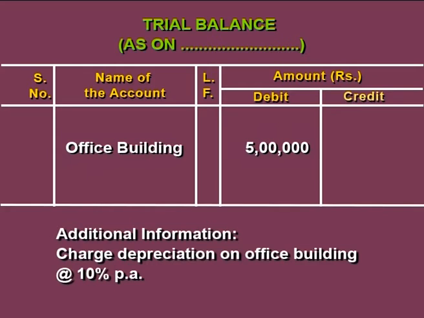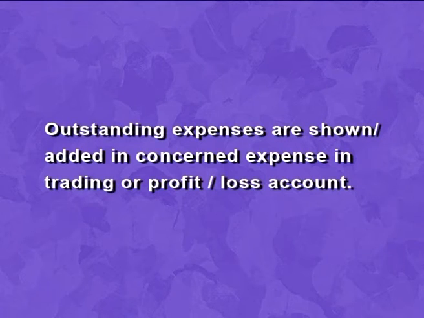Now, let us observe this adjustment and understand its effect logically. If you closely observe, you will find this adjustment also similar to an outstanding expense. You have not provided for this expense during the accounting period, so it is similar to an outstanding expense. Recall that outstanding expenses are shown or added in concerned expense in trading or profit or loss account. So, for this adjustment also, the debit effect will be that the amount of depreciation will be shown as an expense in trading or profit or loss account.